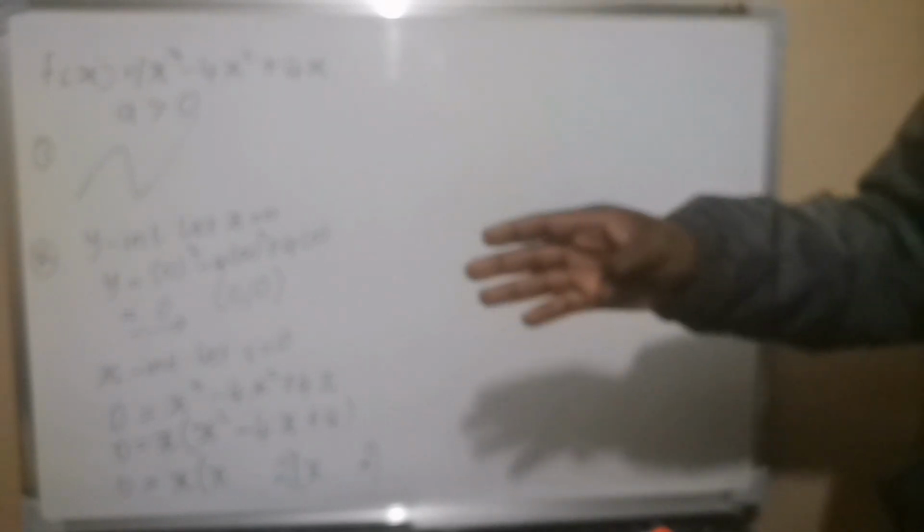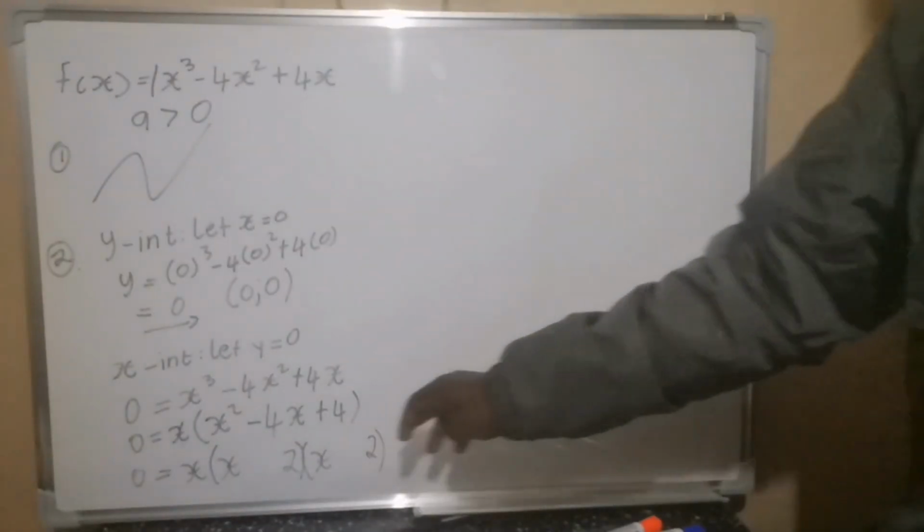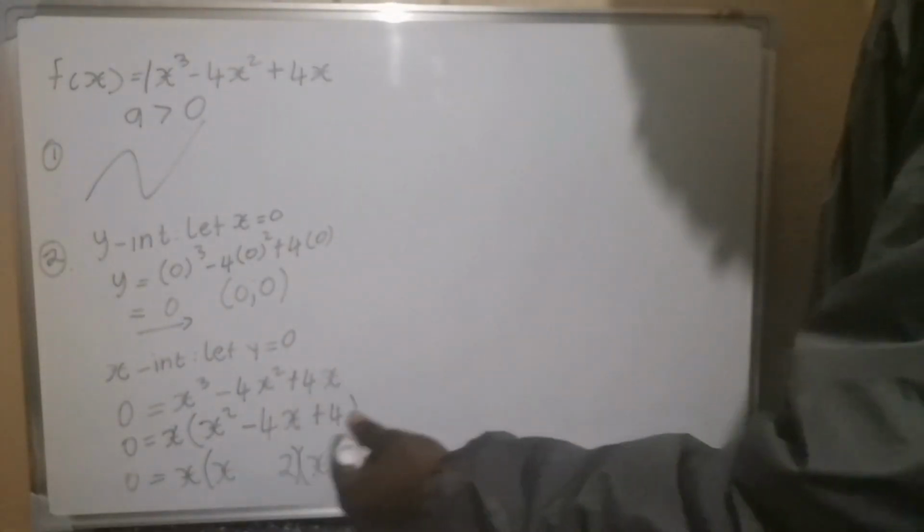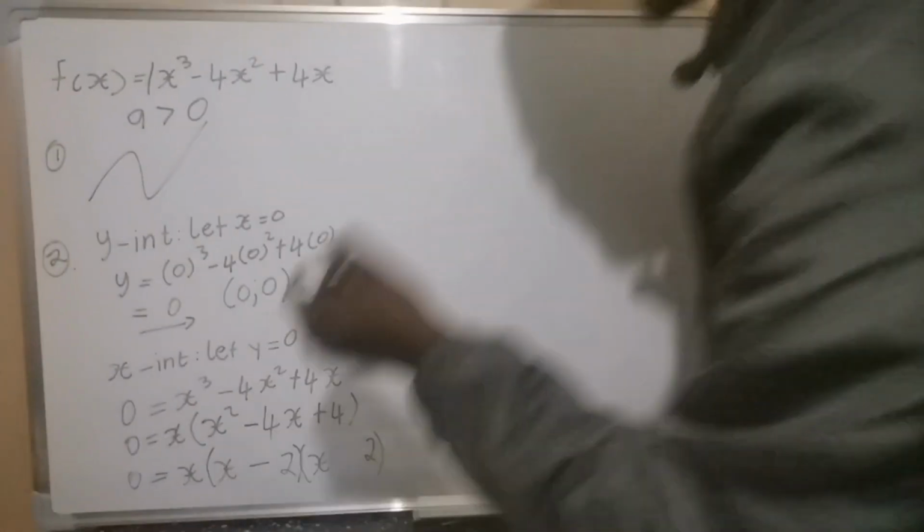The bigger number takes the sign of the middle term. So between 2 and 2, which one is bigger? There is no bigger number, which means you can put the negative on either of the 2 sides. You can put negative on this side.